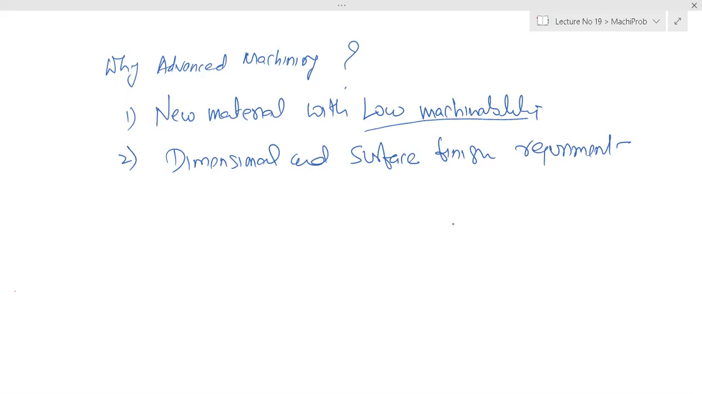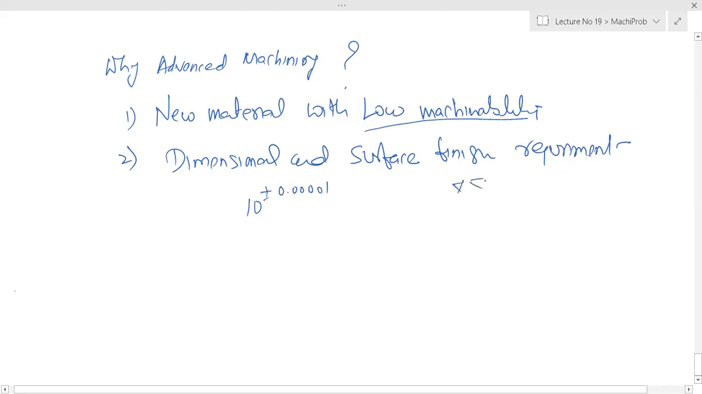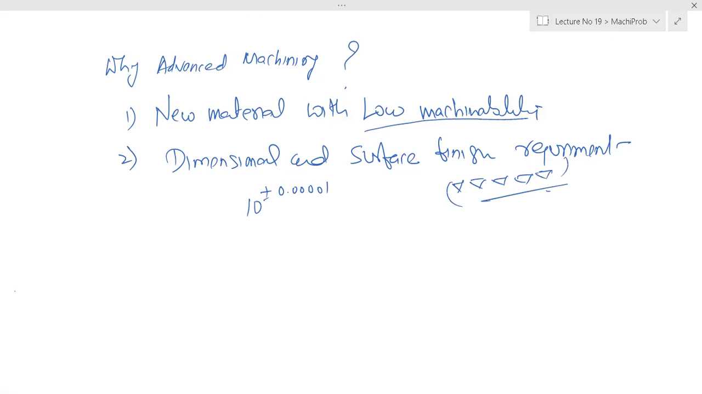Rajat already wrote dimensional accuracy. You need a tolerance of, suppose, 10 plus minus 0.00001. Surface finish, you need this fellow. Decreases risk factor, decreases time. Okay, good.